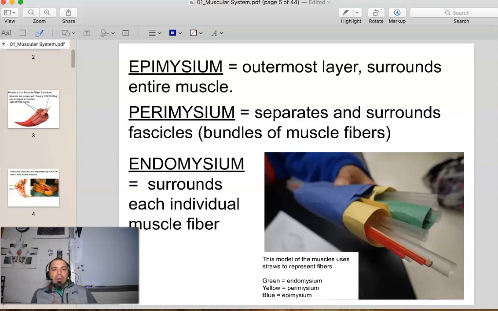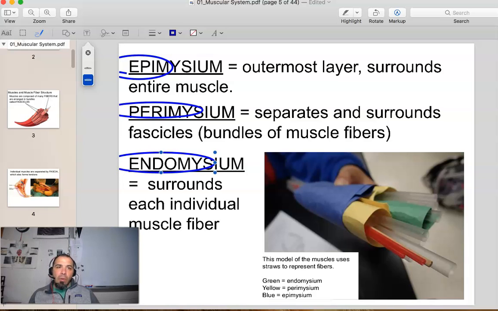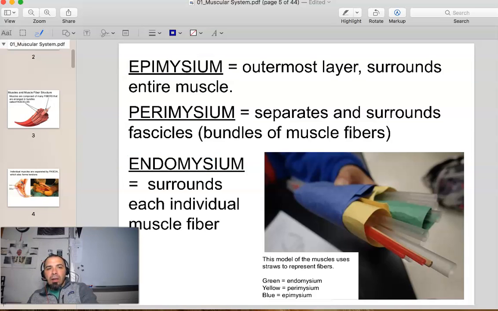Epimysium is the outermost layer, and surrounds the entire muscle. The key part here, I think, is this term epi. If you remember, like epidermis, it's outside. Perimysium separates and surrounds the fascicles, and the endomysium surrounds the individual fibers. So when we're going through epi, peri, and endo: the epimysium is the outer, peri is going to separate those fascicles, and the endo is what's going to surround the fiber. And again, you're going to be building a model there.